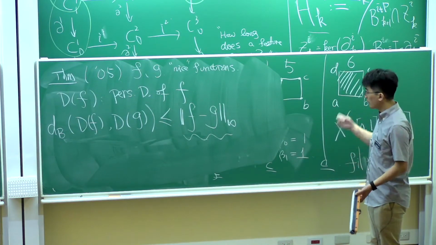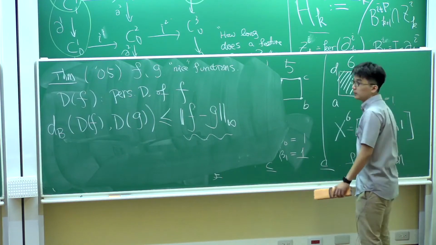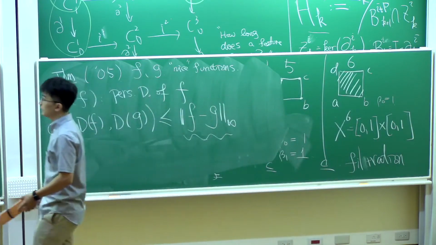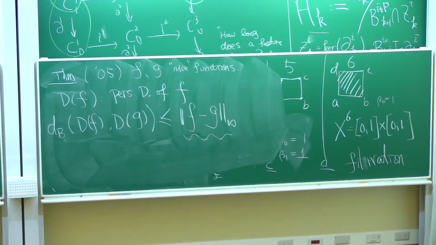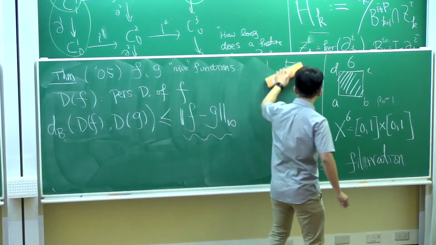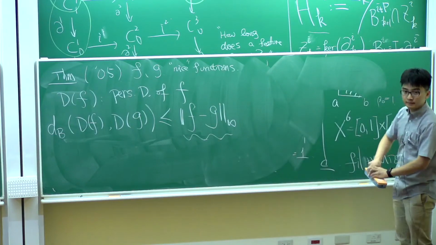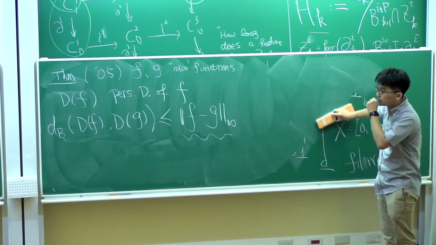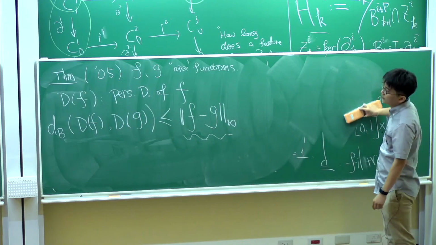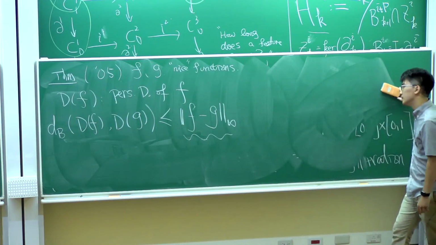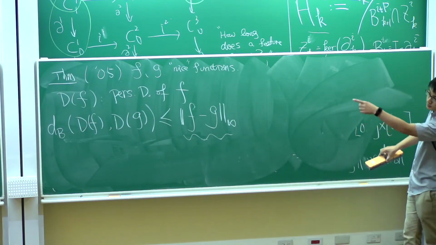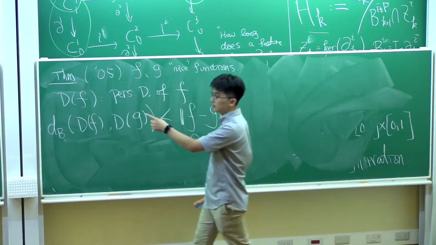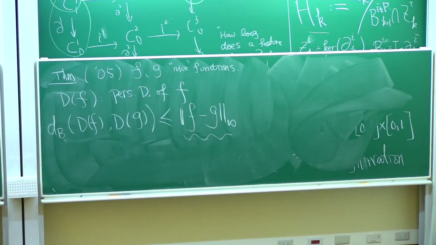So your persistent diagram is a set of points? Yes, this one, a set of points, pairs of points. Can you think of this as an edge or as a graph? This is more like a multi-set, because we allow multiplicity. So it is more like a set, a multi-set.